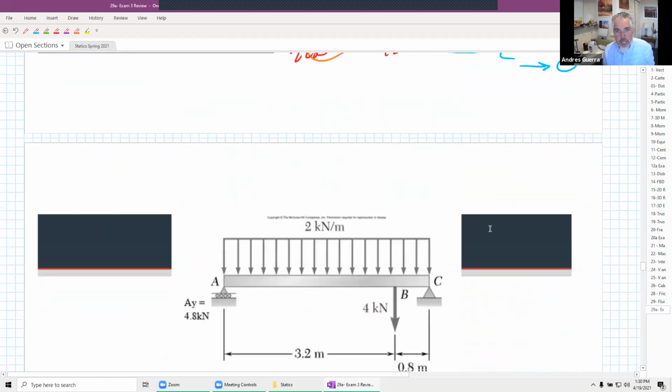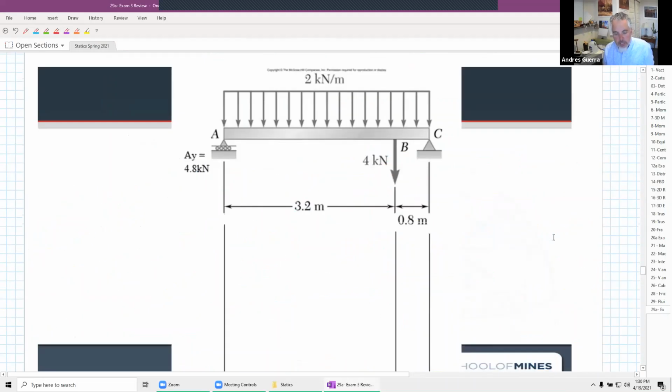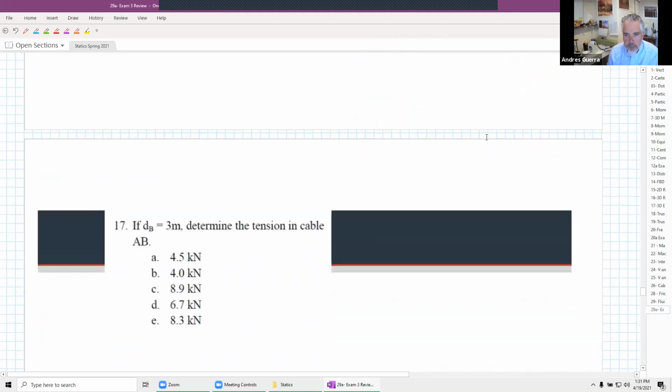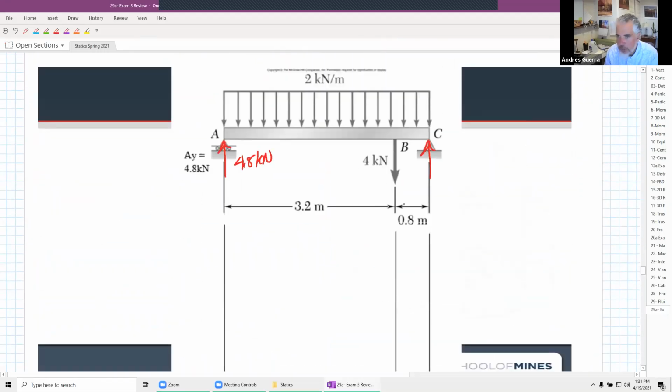Okay, let's go on to the next one here. This is the one where they're asking us to do it all from scratch, to draw the V diagram and to draw the moment diagram on here as well. They give us AY and they also give us CY. AY is given over here as 4.8 kilonewtons. And then CY is also given to us. What is CY? Oh, do I not have it? I guess I don't have it on these slides. 7.2, thank you. 7.2 for CY.